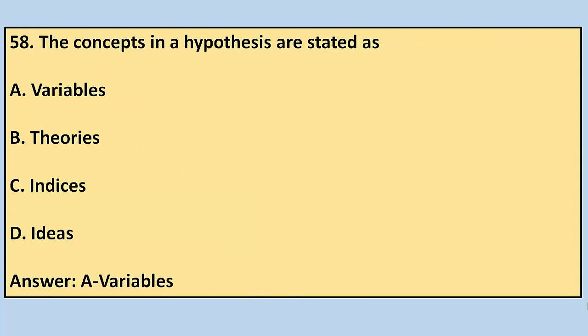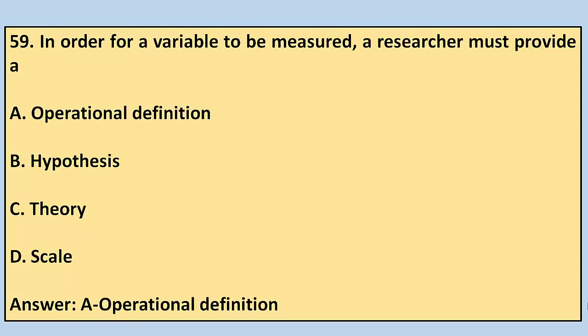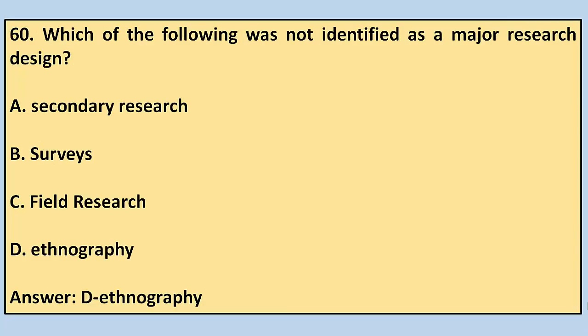The concepts in a hypothesis are stated as: A, variables; B, theories; C, indices; D, ideas. Answer is A, variables. In order for a variable to be measured, a researcher must provide an: A, operational definition; B, hypothesis; C, theory; and D, scale. Answer is A, operational definition.